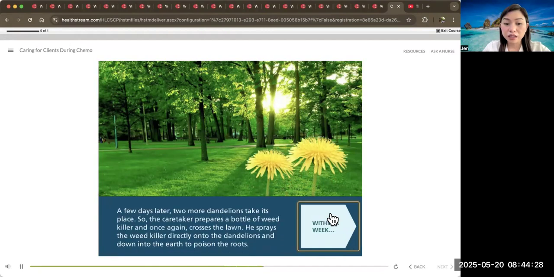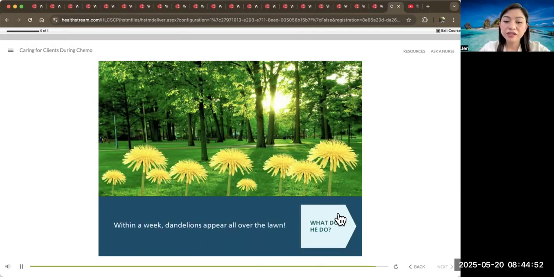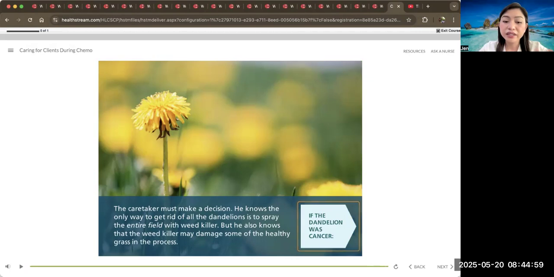A few days later, two more dandelions take its place. So the caretaker prepares a bottle of weed killer and once again crosses the lawn. He sprays the weed killer directly onto the dandelions and down into the earth to poison the roots. Within a week, dandelions appear all over the lawn. Wow. So, what does he do? The caretaker must make a decision.